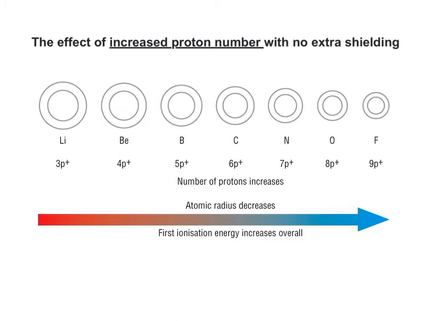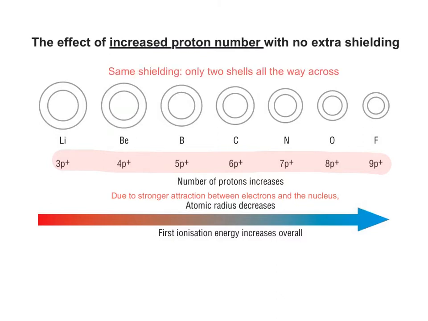So if we take the first row, first period, and look at it a bit more closely, the first ionization energy will increase overall. What also happens is the atomic radius decreases, and this is due to stronger attraction between the electrons and the nucleus. So you can see quite clearly how the number of protons increases, and that also increases the nuclear charge. And you can also see that there's the same amount of shielding because there's only two shells all the way across.